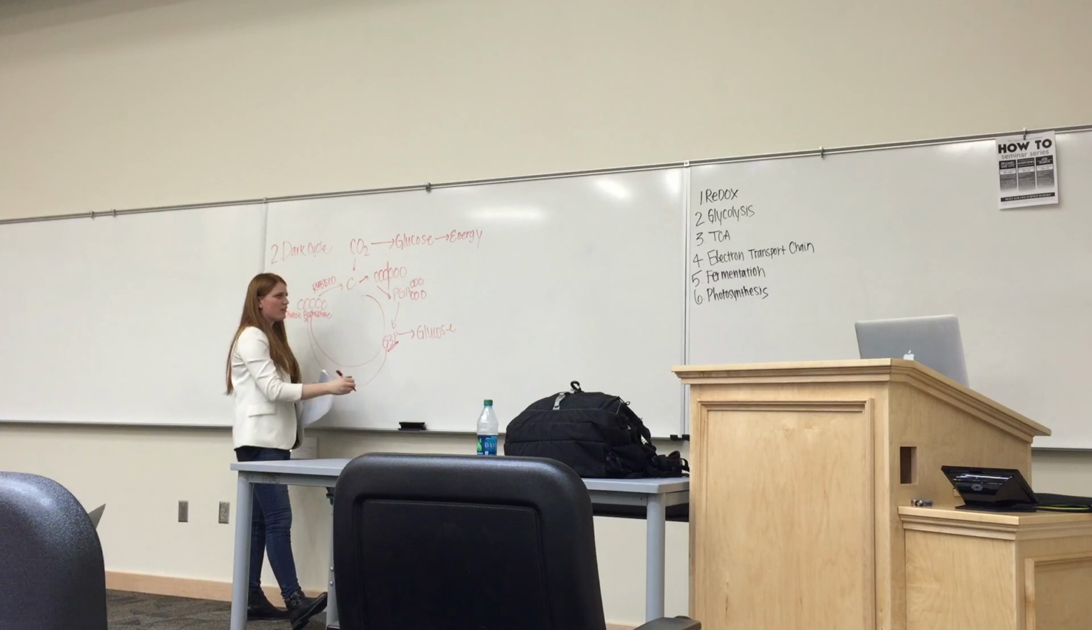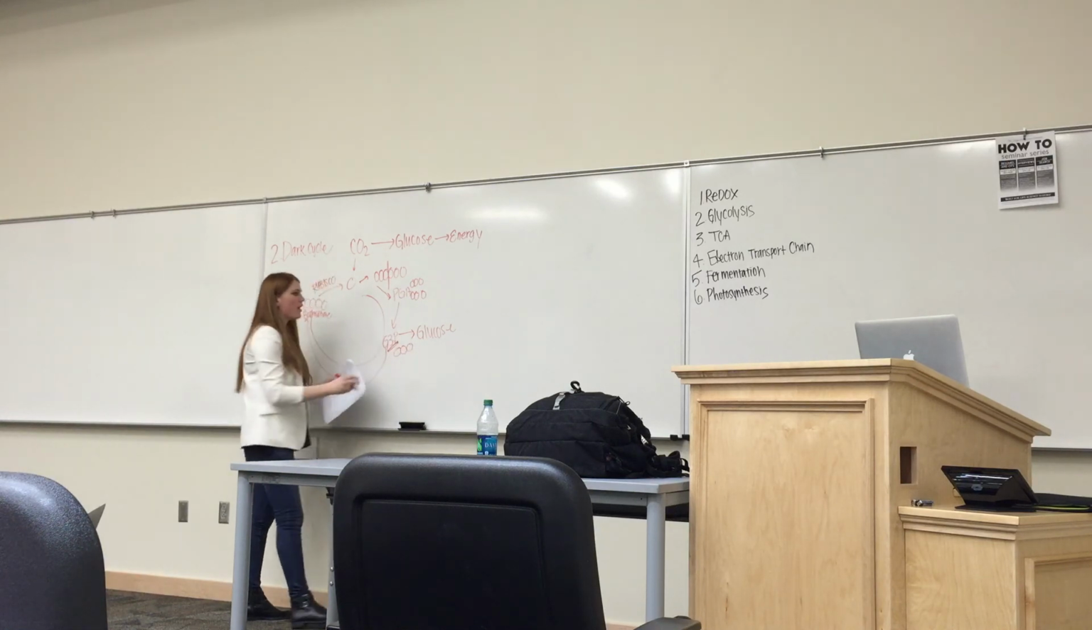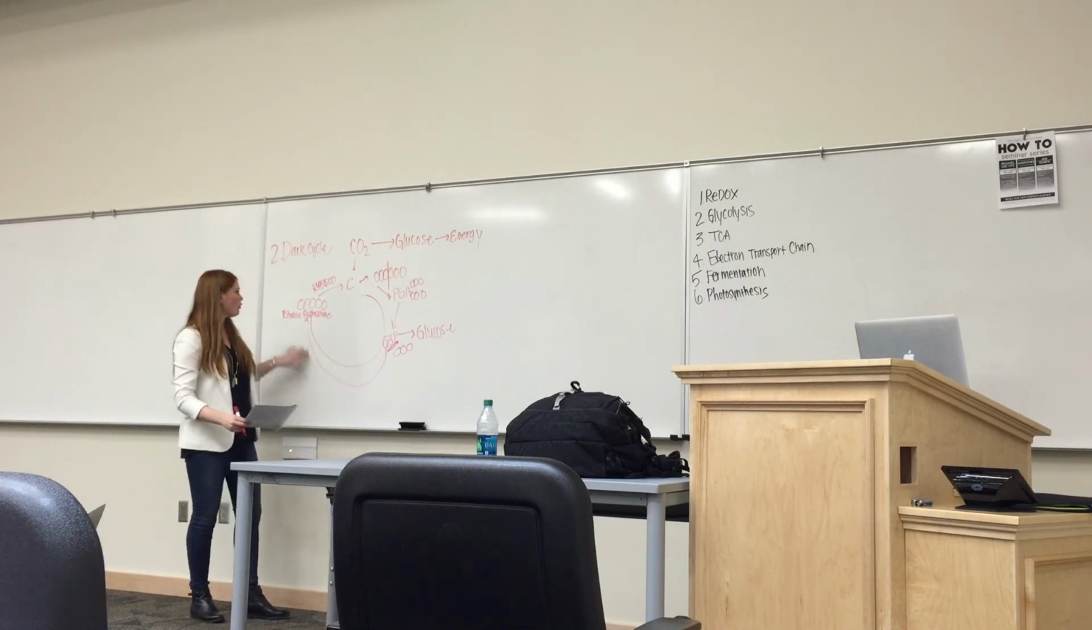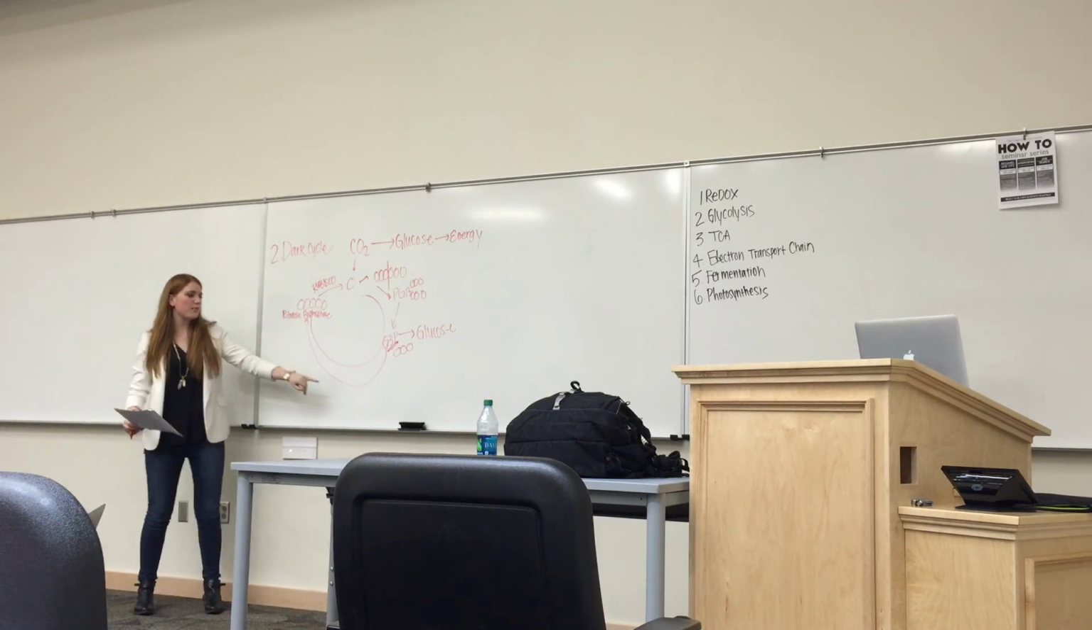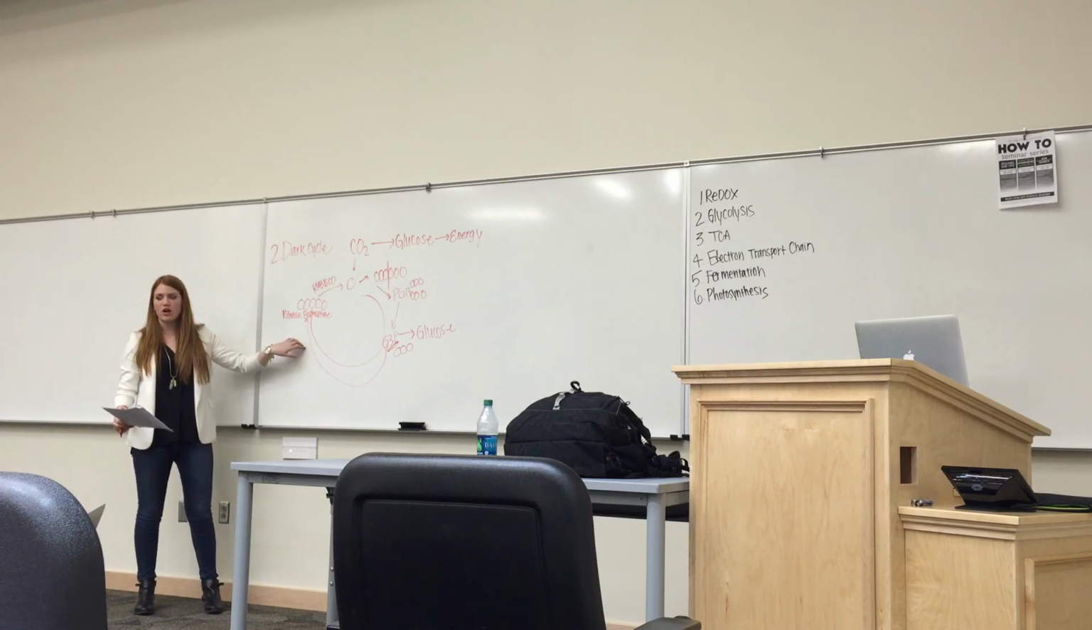And G3P, I believe it also has 3 carbons. But I think the rest will go here to make ribulose bisphosphate, and it will combine with other carbon sources along the way to get these 2 extra carbons. I don't know exactly what carbon sources it combines with though.